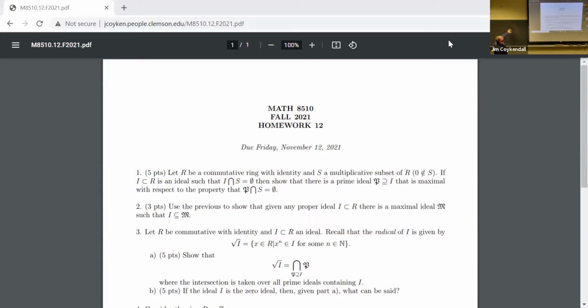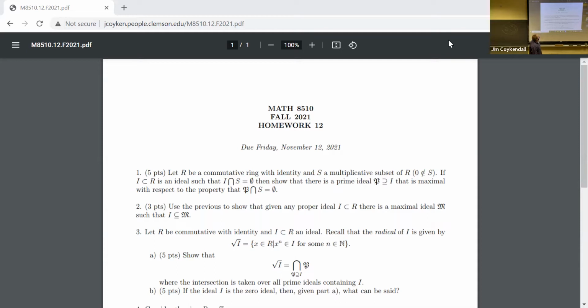Show that there is a prime ideal that is maximal with respect to the property that its intersection with S is empty. Actually, number 1 is very important. It comes up in commutative algebra all the time. This is actually a Zorn's lemma argument, by the way.